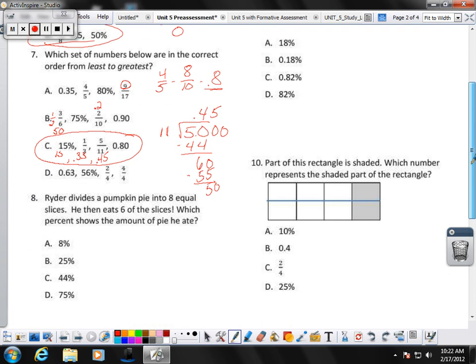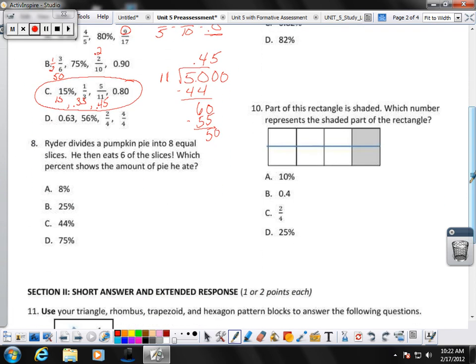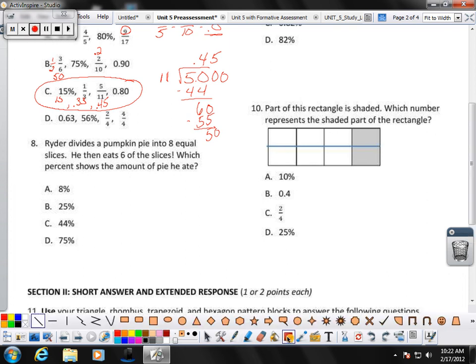I think I skipped. No, I didn't. Problem number 8 says Ryder divides a pumpkin pie into 8 slices. He then eats 6 of those slices. So let's go ahead and get ourselves a pumpkin pie. So here's our pumpkin pie.